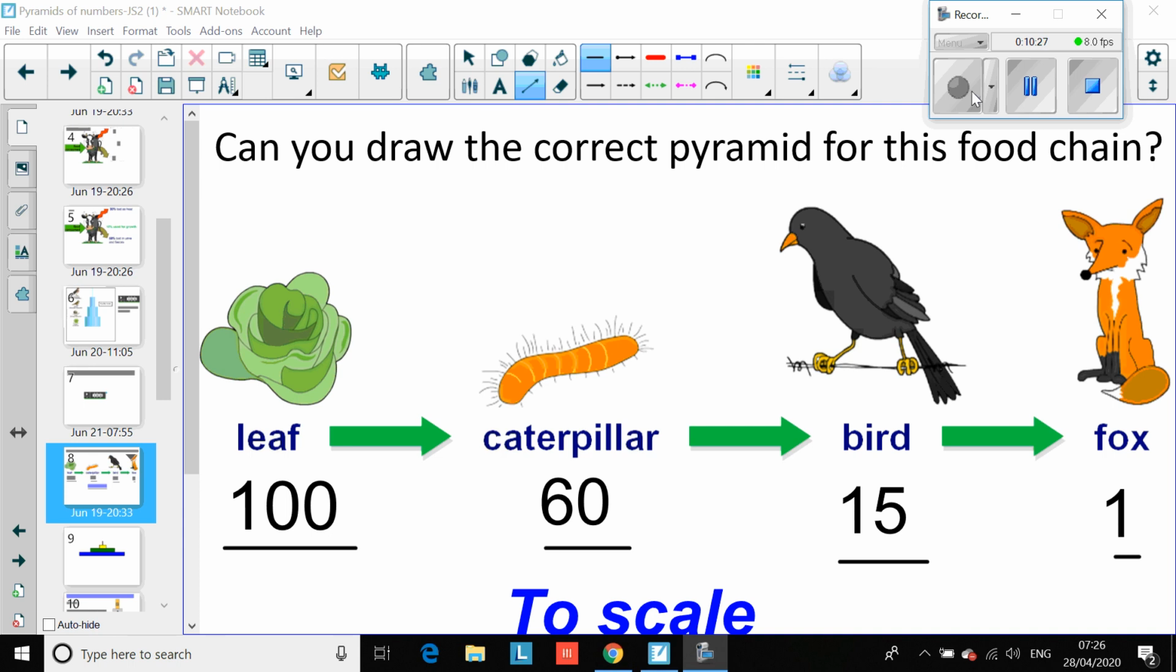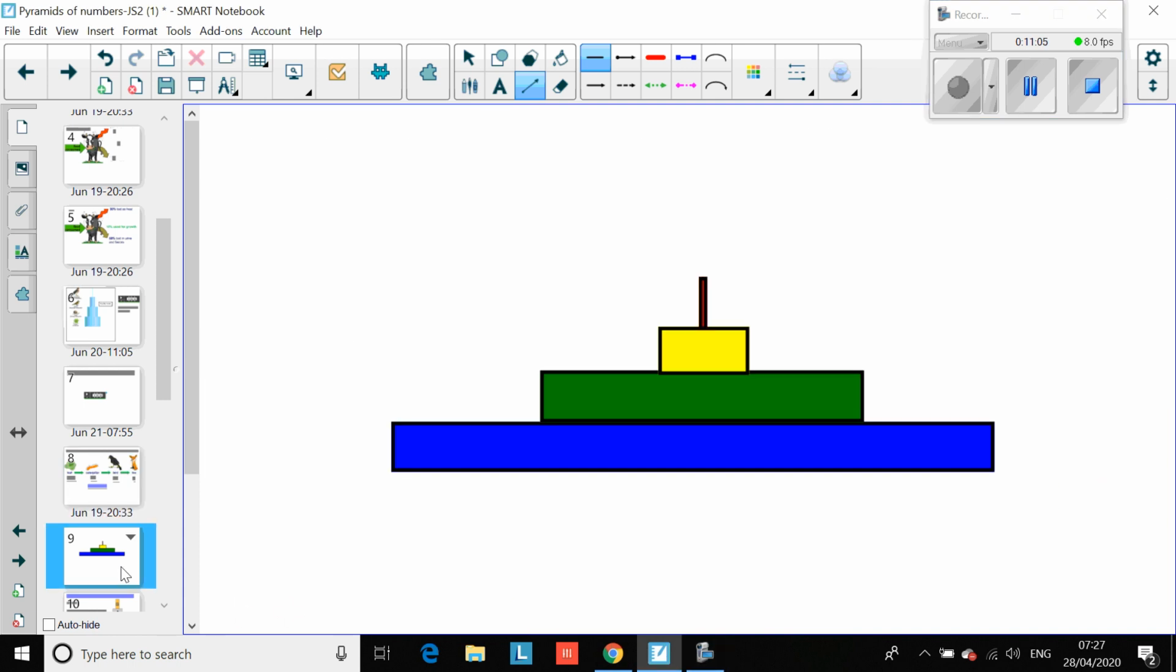Okay, so my suggestion was actually going to be millimeters. If you had 100 millimeters, well, that would be 10 centimeters. So your producer, your leaf, should have been exactly 10 centimeters long. Then on top of that, you should have had your caterpillar at 60 millimeters or 6 centimeters. Then your bird at 15 millimeters, so 1.5 centimeters. And then at the very top, your fox should have been 1 millimeter wide. Okay, so it should have looked something like that.